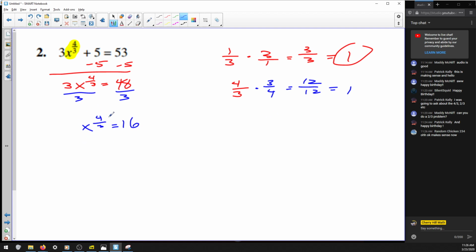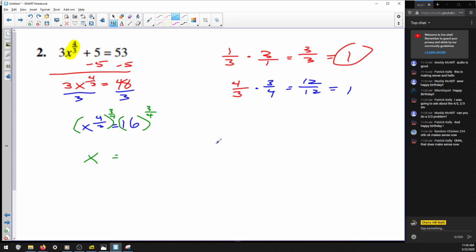If I want this exponent of 4/3 to go away, I'm going to raise this to the 3/4, which means I also need to take the 16 and raise that to the 3/4. 4/3 and 3/4 we just said makes 12/12. That's a 1, so this is just x to the 1, which I won't write. And now we have to do 16 to the 3/4.